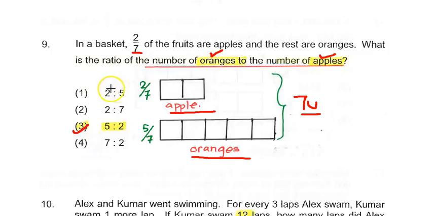Most of you might have been tricked because it started with apples, then oranges, and you might think that 2:5 is the answer, right? Watch out. The question asked is oranges to apples, the more number to the less number. So it is 5:2. Next.